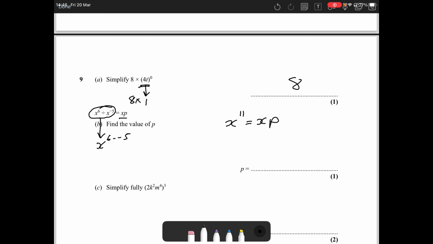Now, we do need to divide both sides by the x. So p is actually x to the 11 divided by x. Or you can think of it as x to the power 1. So look, we're dividing 11 by 1, meaning we take it away. x to the 11 take away 1 is x to the 10. And that is your answer, x to the 10.